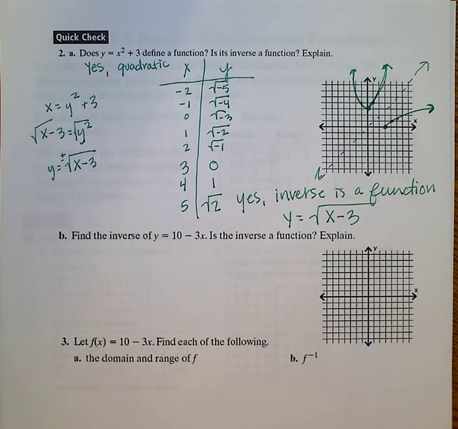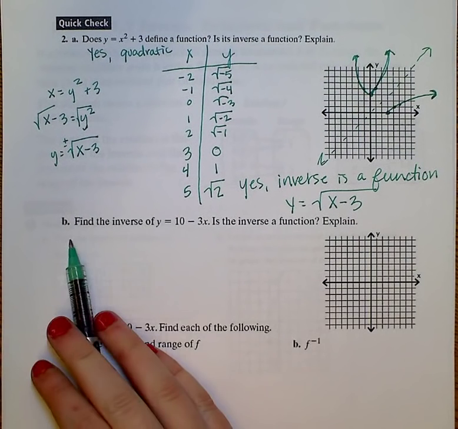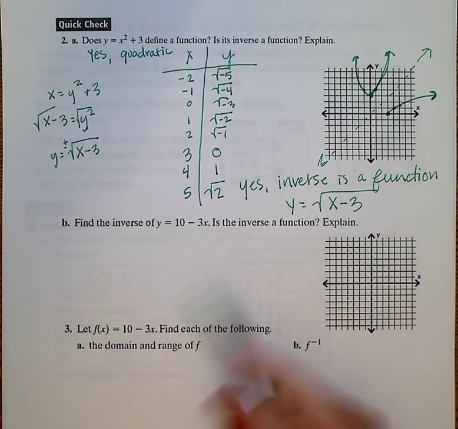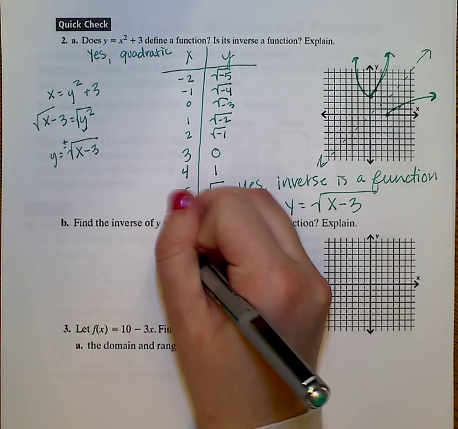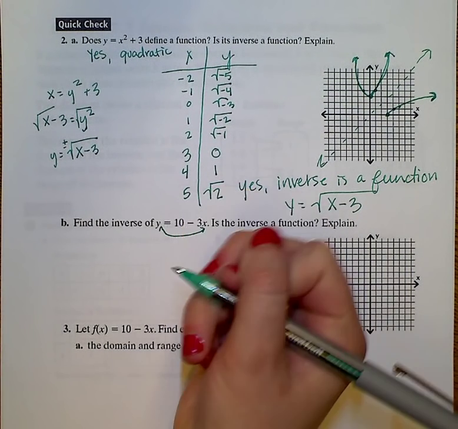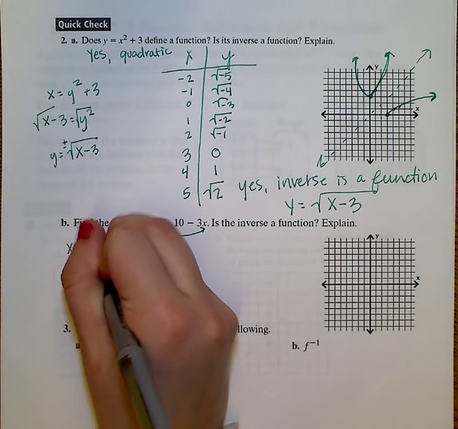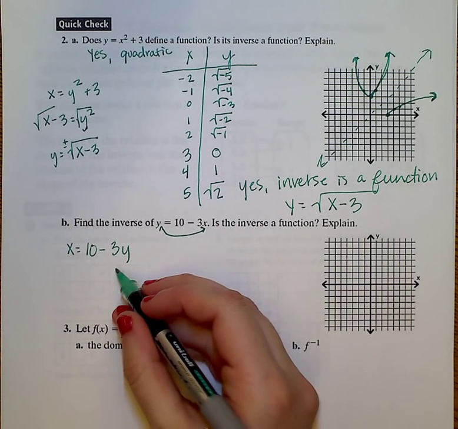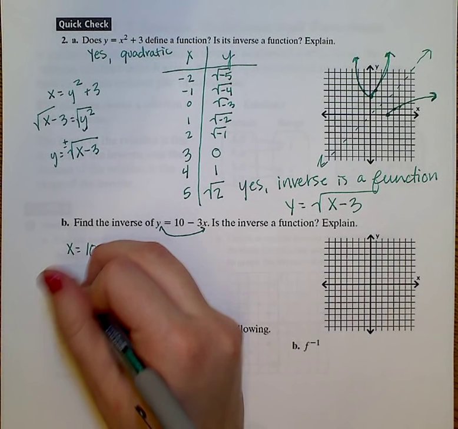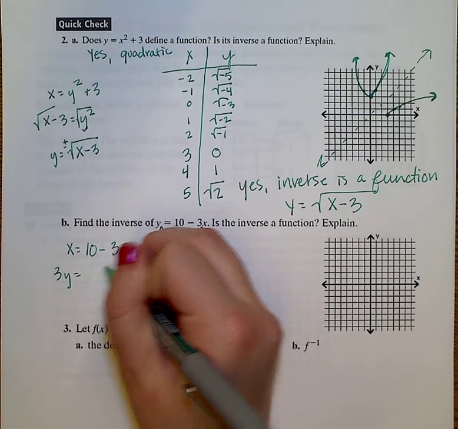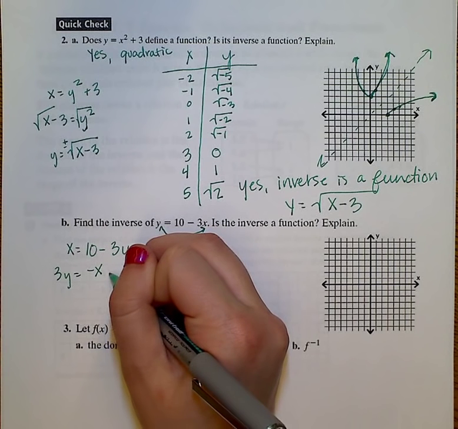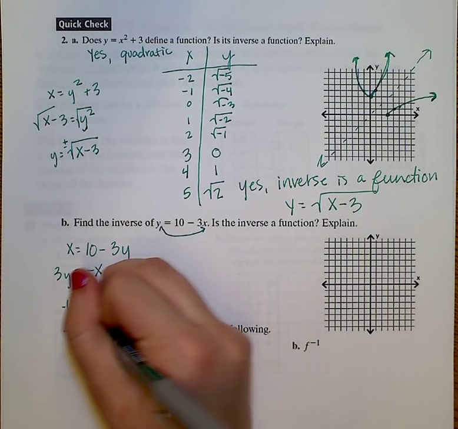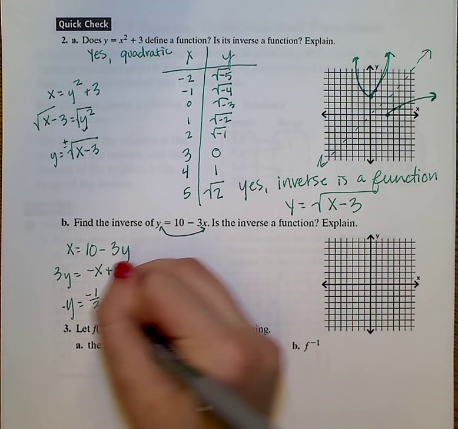Okay? So let's look at B. Find the inverse of y equals 10 minus 3x. And let's see if this is a function. So again, we're going to switch our x and our y. So I get x equals 10 minus 3y. I need to solve for y now. So let's move 3y to this side. Move the x over. So I get 3y equals negative x plus 10. Divide everything by 3. So y equals negative 1/3 x plus 10 over 3.